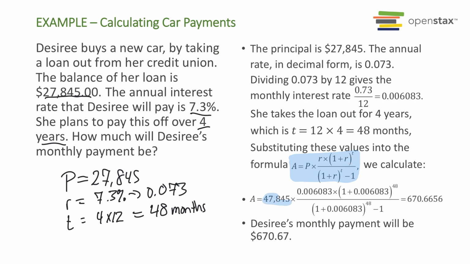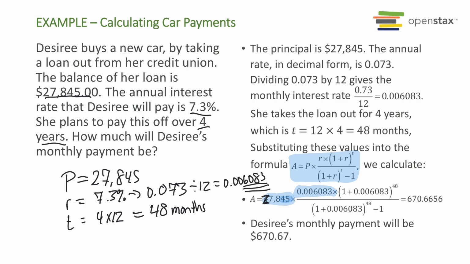And so that's going to be 47. Oh, that should be 27, not 47. That's a typo from the textbook. So 27,845 times 0.0683. Now remember, that is because we divide this rate by 12. And so that's going to be 0.006083.